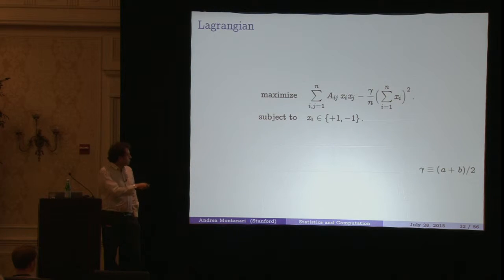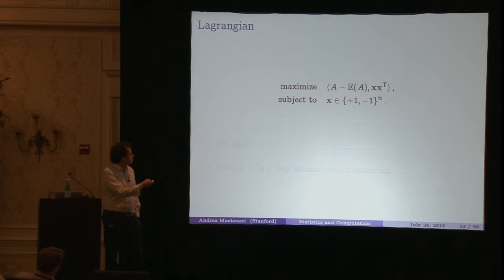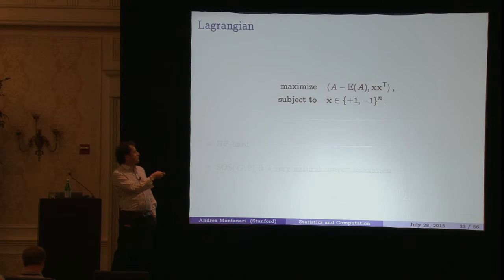So this is the expectation of A_ij under the null model, because of the probability that A_ij is 1. So what you obtain, really, is you can write this problem as: maximize (A minus expectation of A) times x x transpose, over all x that are plus or minus 1 vectors. Now it's a very nice and clean problem.